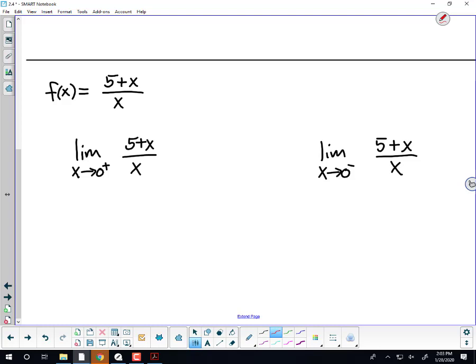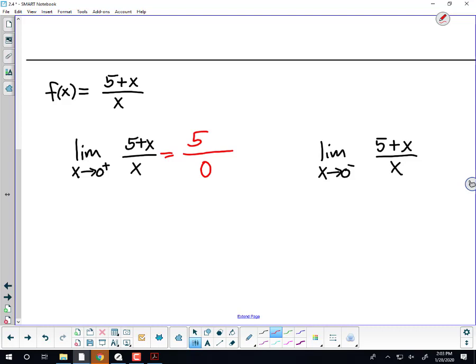If x is approaching 0, what does the numerator approach? If x is approaching 0 from the right, rather, what does our numerator approach? Not the numerator, just the numerator by itself. 5, right? Does everybody agree? There's no issue with the numerator. The issue is with the denominator. What's the denominator approaching? 0.